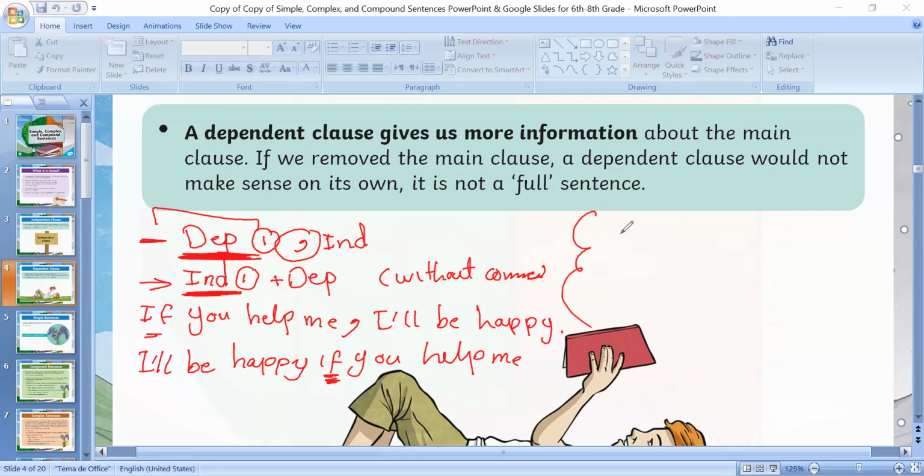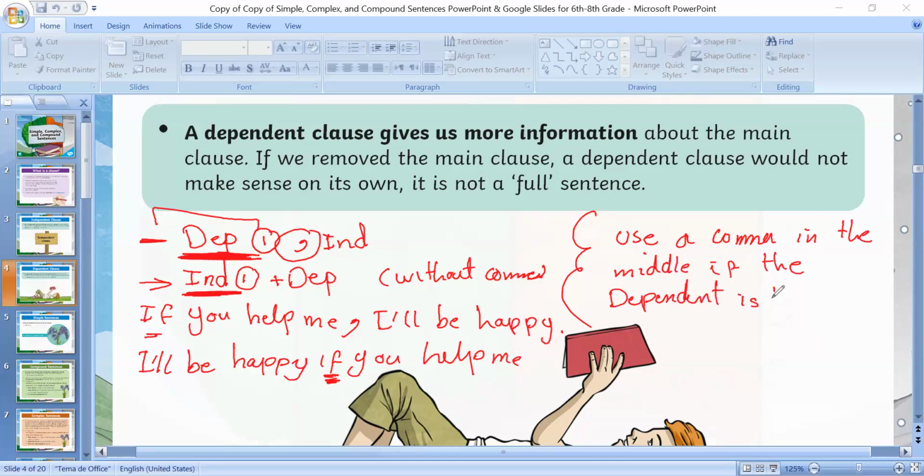So the rule: use a comma in the middle if the dependent clause is the first sentence. Is the first what? Is the first sentence. Great. I hope this part is pretty clear to all of you. Is it clear? Any question about this part before we go to the next part?